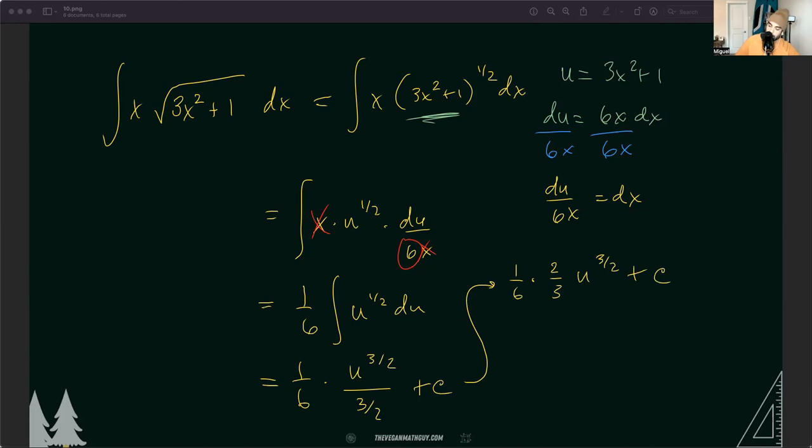And I'm going to do two things at the same time. First, we're going to simplify that 1/6 times 2/3, and that will be 1/9. And then I'm going to plug the value for u that I had on top back into my integral. And that's going to be 1/9 times 3x squared plus 1 to the 3/2 plus c.